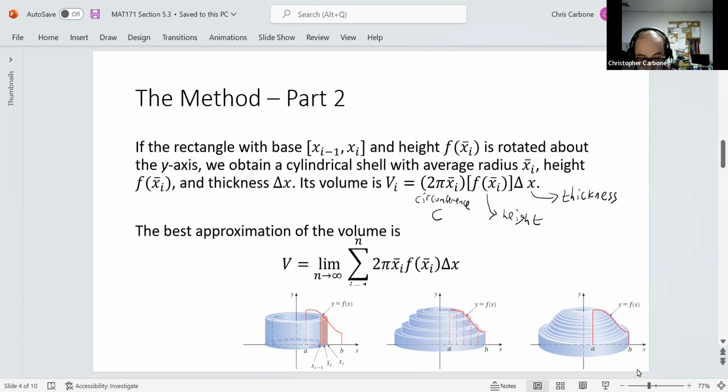So the best approximation for this volume takes the limit as n approaches infinity of the sum from i equals 1 to n of 2 pi times x sub i bar times f of x sub i bar times delta x. You can see that in our pictures here, where we have the ith rectangle being rotated about the y-axis to give us the solid whose volume we need to find.